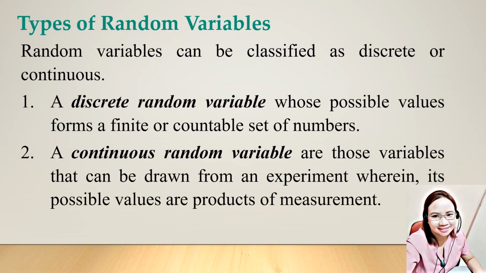Ngayon, class, dumako naman tayo sa types ng random variables. May dalawang uri ng random variables. Ang una ay discrete at ang pangalawa ay continuous. A random variable is discrete if the possible values form a finite or countable set of numbers. On the other hand, a continuous random variable are those variables that can be drawn from experiment wherein its possible values are products of measurement.